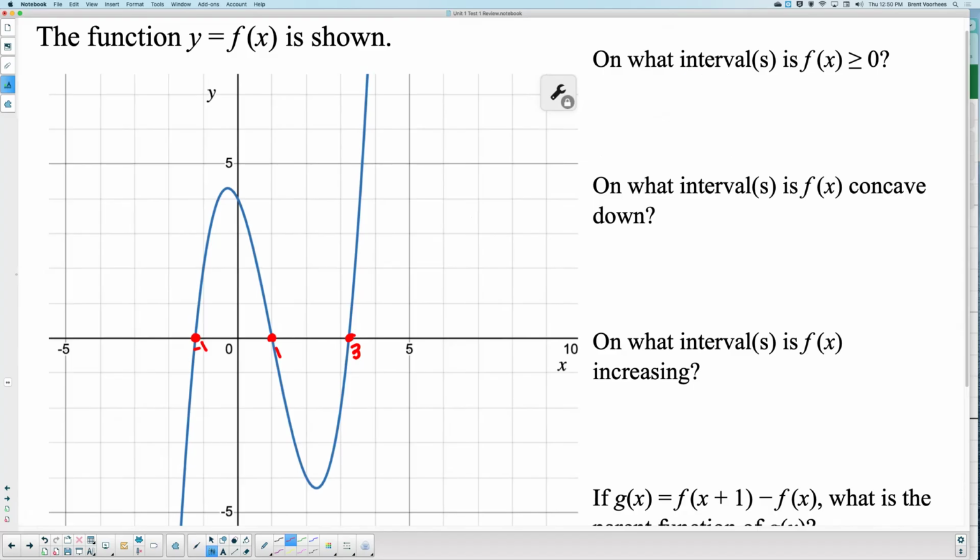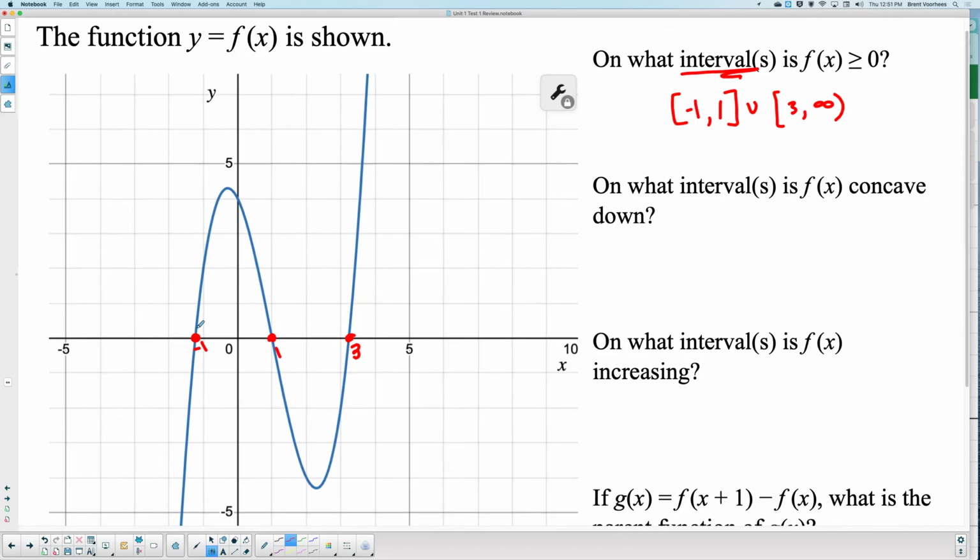How do you write intervals again? X values. What x value do we start at? -1. Since it can be equal to it, I'll do a bracket. From -1 until when? 1. In that area, you are greater than or equal to 0, and you do a union from 3 until where? Infinity. Infinity always gets a parenthesis, never a bracket, because you cannot be equal to infinity.